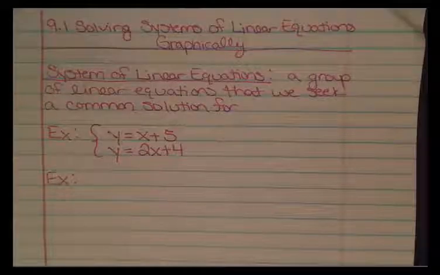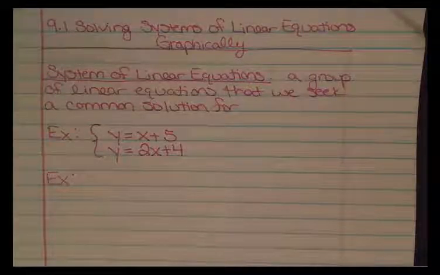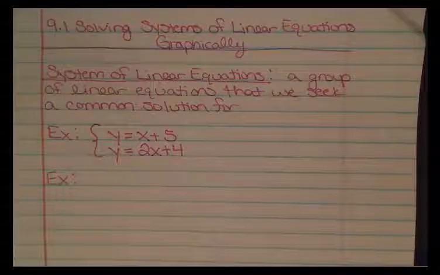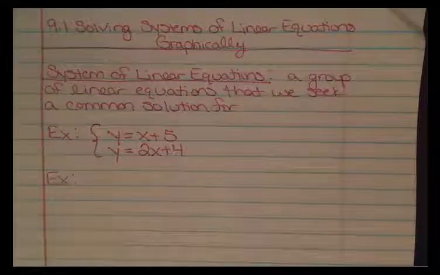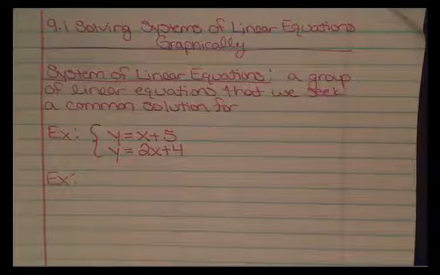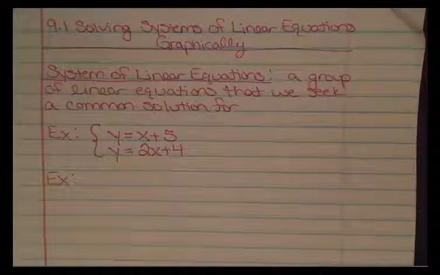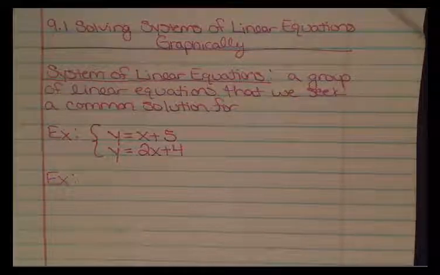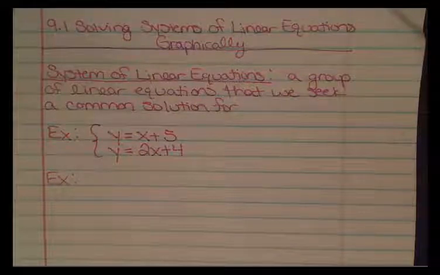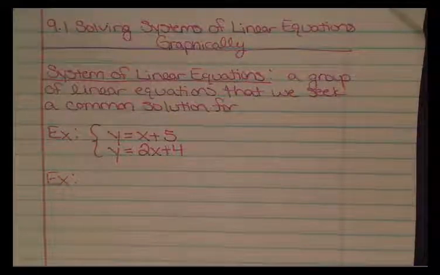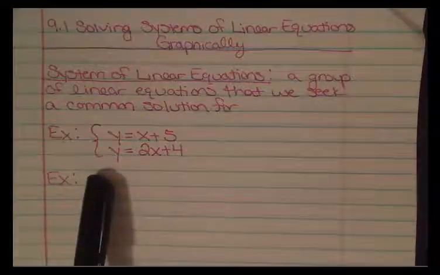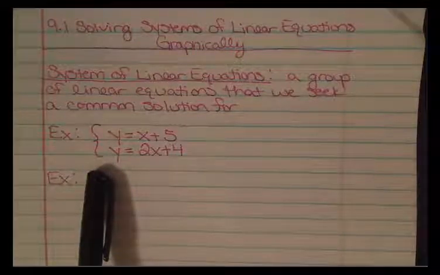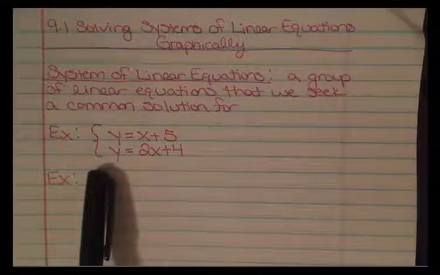Today we will be in Chapter 9, Section 1, Solving Systems of Linear Equations Graphically. But first, let's define what a system of linear equations is. A system of linear equations is a group of linear equations that we seek a common solution for. An example is y equals x plus 5 and y equals 2x plus 4. We use the squiggly bar out front in order to group these together to show that we are dealing with a set of linear equations.